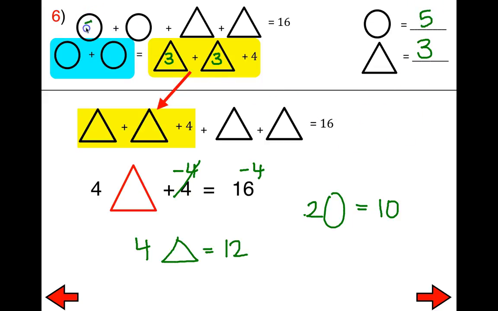So let me just double check to see if this checks out. 5 plus 5 is 10, plus 3 plus 3, does this equal 16? Correct. Here does 5 plus 5, that equals 10, equals 3 plus 3, which is 6, plus 4, which is also 10, so this checks out as well. So please don't forget to check your work to make sure that they are indeed correct.